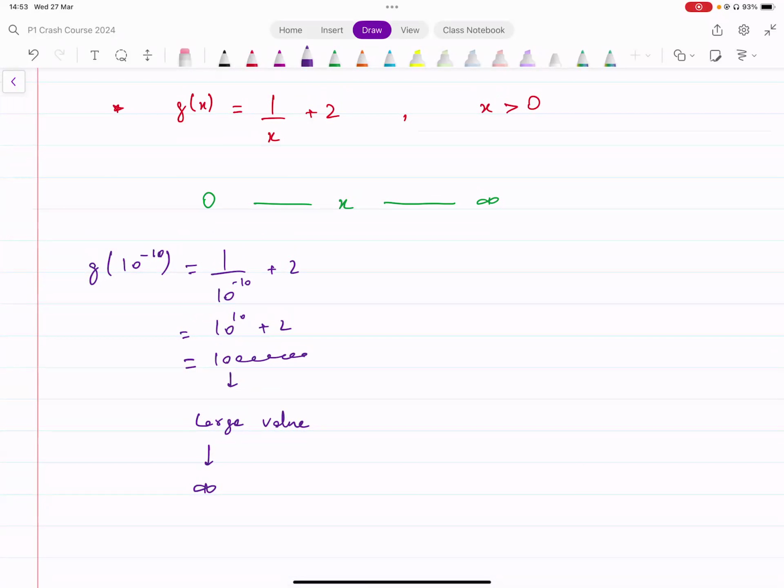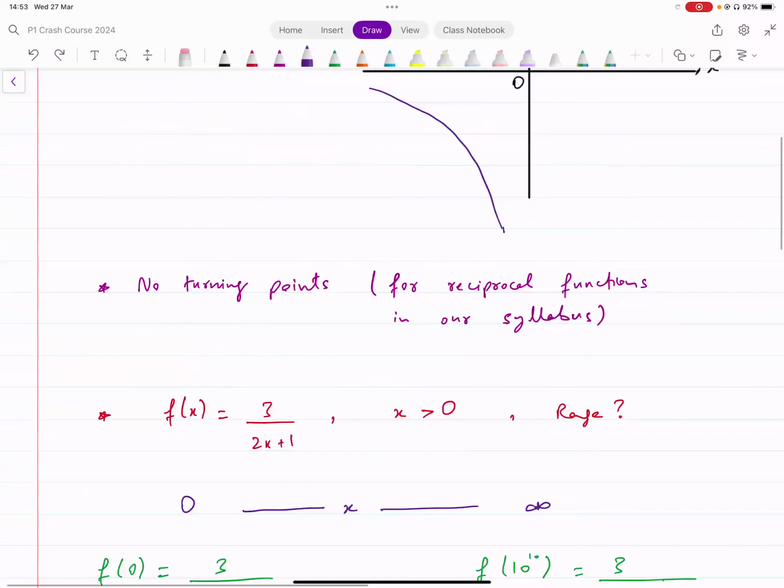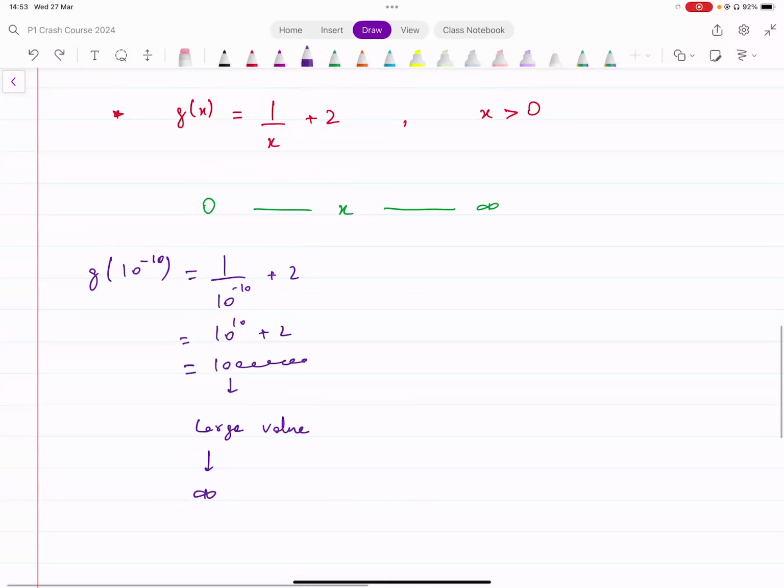Does that make sense? When the value of x gets close to 0, the value of the function goes towards infinity because this number is going to be extremely large. This number, 1 over small value, that's something very large. That's going to go towards infinity. So close to 0, this function basically goes towards infinity. Does this make sense to everyone? All right.